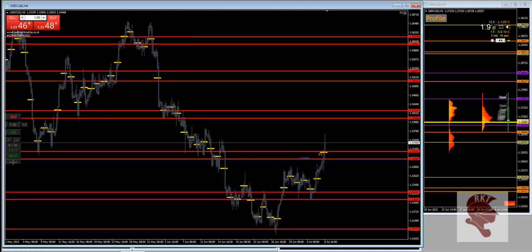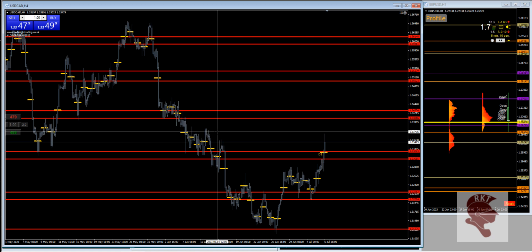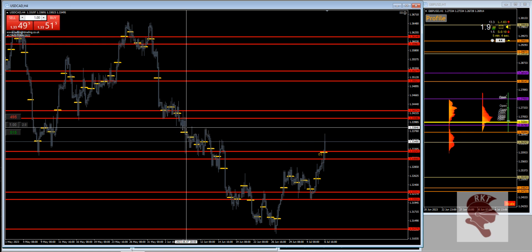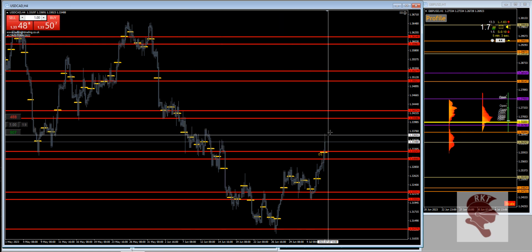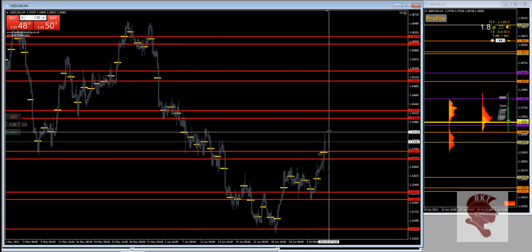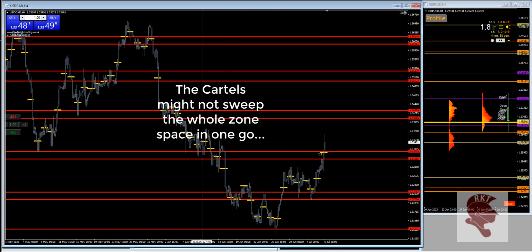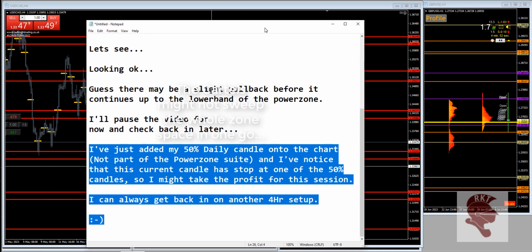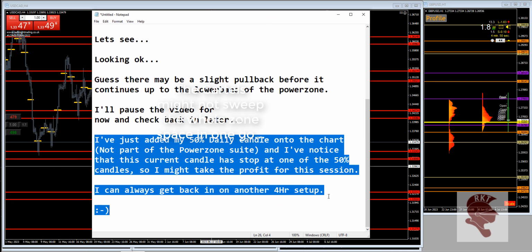Now, this indicator helps me to determine whether I should really stay in or get out and take my profit. In this case, I decided to get out and take the profit because, based on what I was seeing, this indicator, these yellow lines here, mine is set to speed up. The cartels might not sweep the whole zone in one go. Yes, that's true. They might take a break, which is basically what they're doing now.